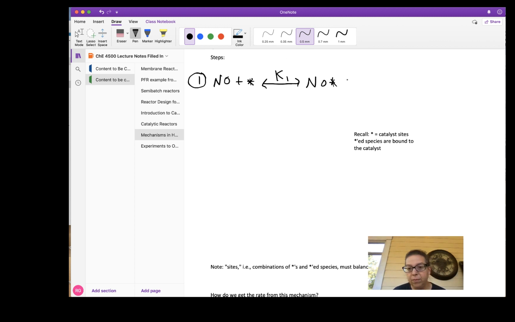Recall that the equilibrium constant is equal to the forward rate constant divided by the reverse rate constant. So this is identical to writing a forward arrow with a forward rate constant over it and a reverse arrow with a reverse rate constant below it. This is a capital K, and these are lowercase k.